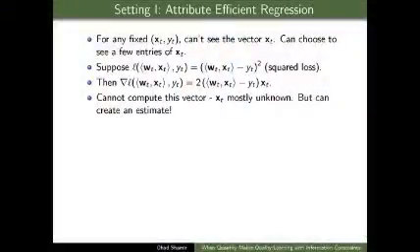Okay, so I'll begin with the simplest case, which is the attribute-efficient setting. Recall that in this setting, for any fixed x_t, y_t, you cannot see the whole vector x_t. You can think of this vector as all the medical tests that you can do on each participant in your medical study. You can only choose to see a few entries of x_t. You can do a few medical tests. And suppose that the loss function is just the squared loss, which is one of the most common losses in machine learning.